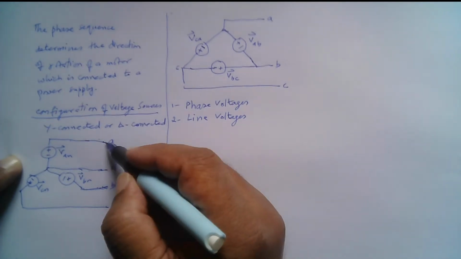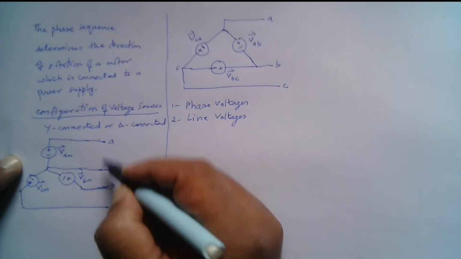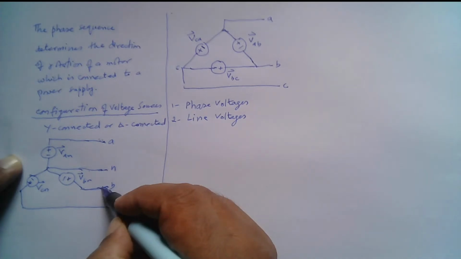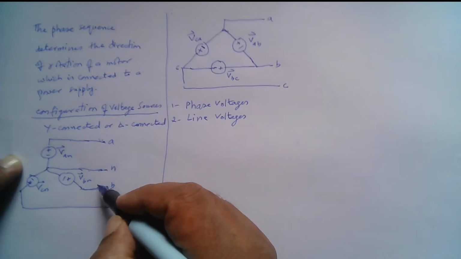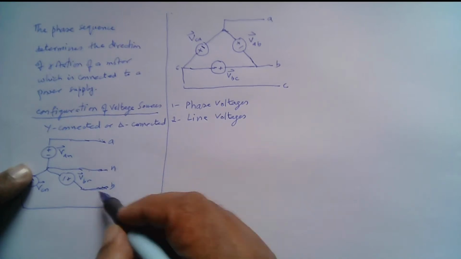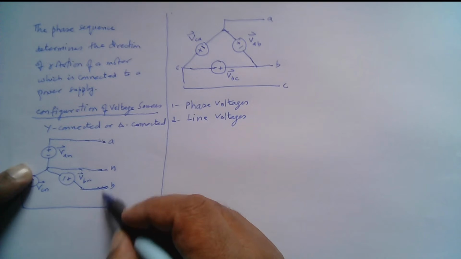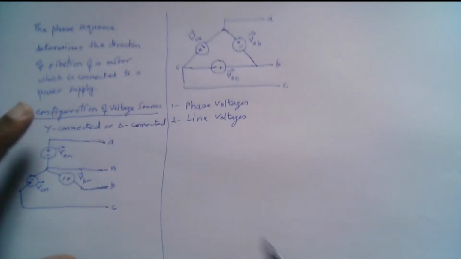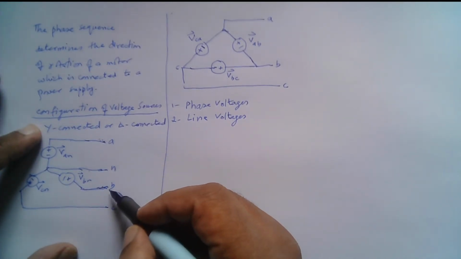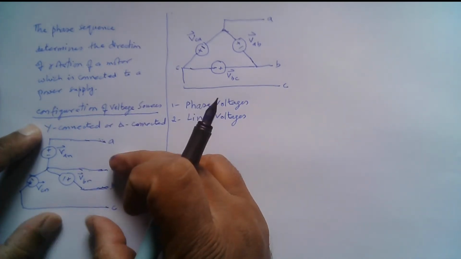But what if we are interested in finding the voltage between point A and point B? This is the transmission line here, and this is the transmission line here. So this is a line to line voltage. VAB is a line to line voltage, or simply we can call it line voltage. Similarly, the voltage between B and C will be VBC, a line voltage. So VAN is the phase voltage, and VAB is the line voltage. We can have both types of voltages when the sources are Y connected.